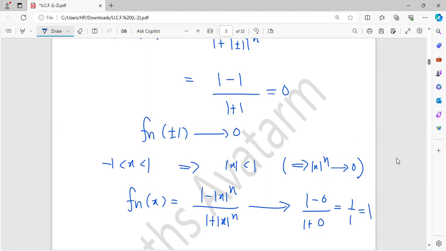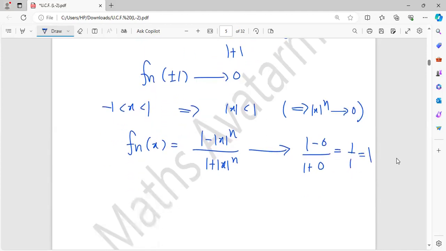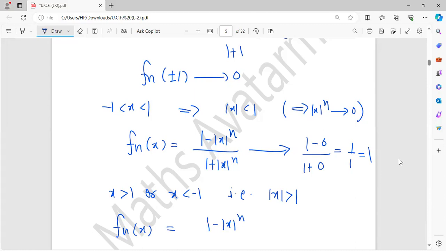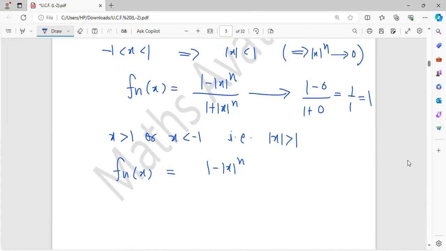And what about if x is greater than 1 or x is less than minus 1? It means |x| is greater than 1. Then what will we have? In this case, 1 upon |x| will be less than 1. So what is this?